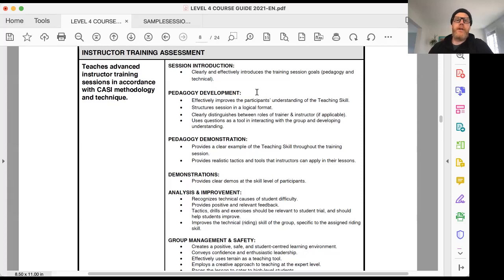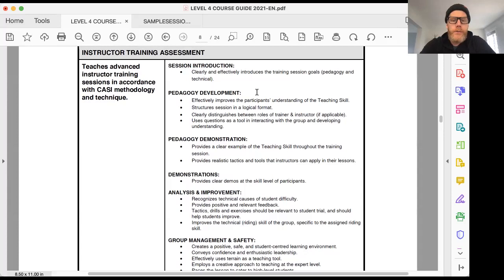The first one is the introduction. It clearly and effectively introduces the session goals, pedagogy, and technical goals. This is the number one most common pitfall, I think, that I've experienced or witnessed as I've been a part of level 4 evaluations over the years. Really, the session introduction and setting up the goals of your training session is absolutely crucial so that the rest of the session falls into place.